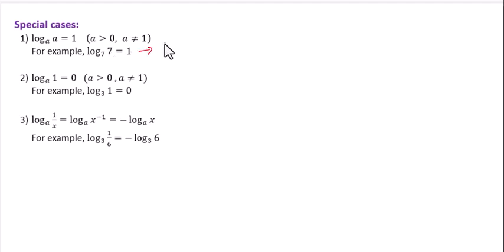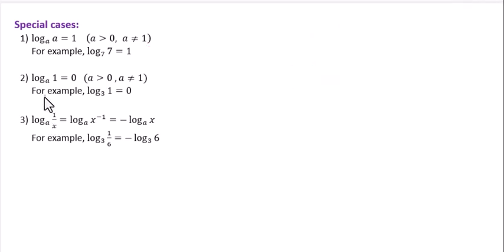Why? Because 7 raised to power 1 equals 7. So any log to base A of A will be 1. For example, log to base 10 of 10 simply equals 1. Okay, log to base x of x simply equals 1.